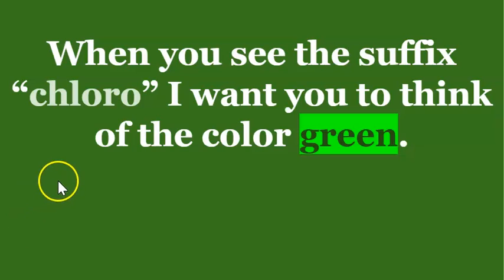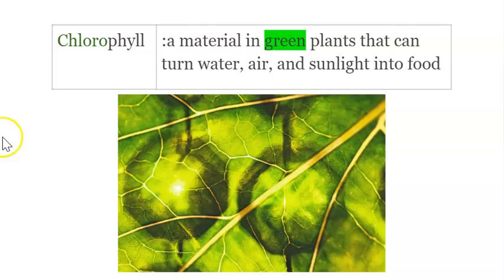So when you see the suffix chloro, I want you to think of the color green. The suffix is the beginning of the word. So if you see something that begins with chloro, I want you to think of the color green. Let's try it. Chlorophyll. Chlorophyll means a material in green plants that can turn water, air, and sunlight into food. And this is your next definition on your Google Doc. There's that suffix, chloro, chlorophyll.